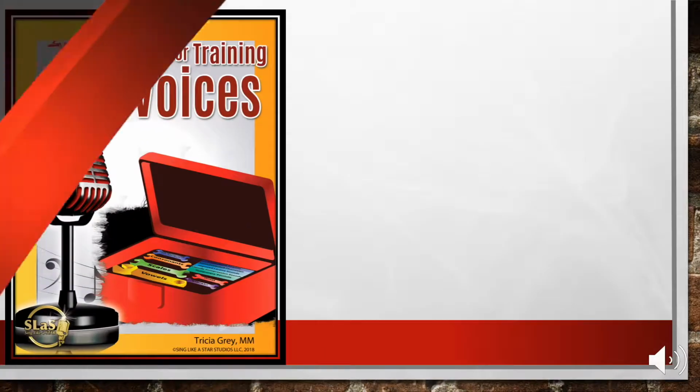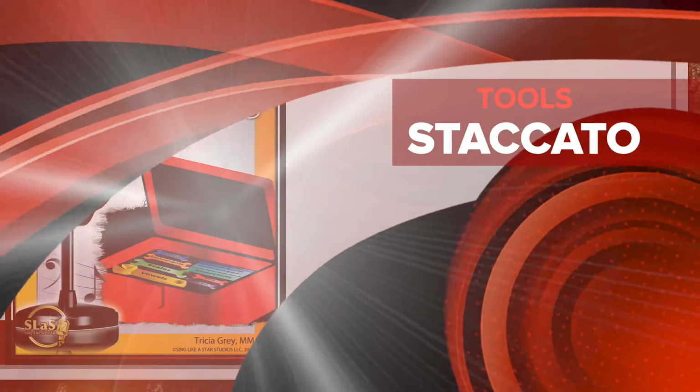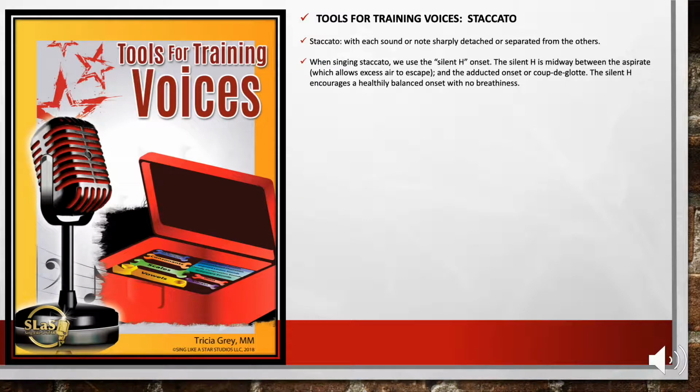Tools for training voices. Staccato. The definition of staccato is, with each sound or note sharply detached or separated from the others. When singing staccato, we use the Silent H onset. The Silent H is midway between the aspirate, which allows excess air to escape, and the adducted onset, or coup de glotte. The Silent H encourages a healthy, balanced onset with no breathiness.